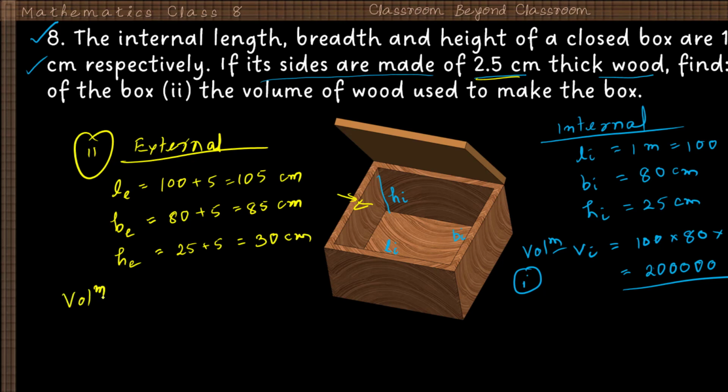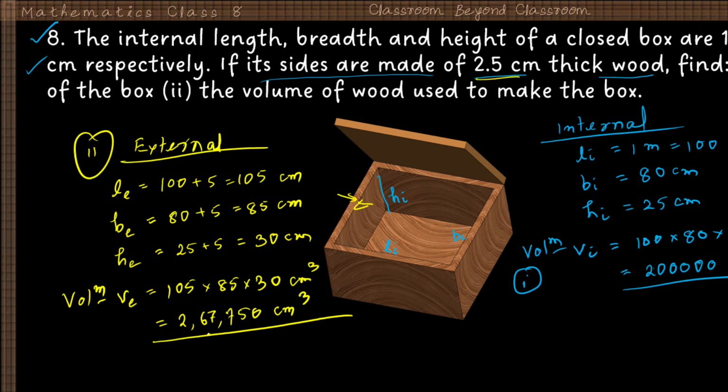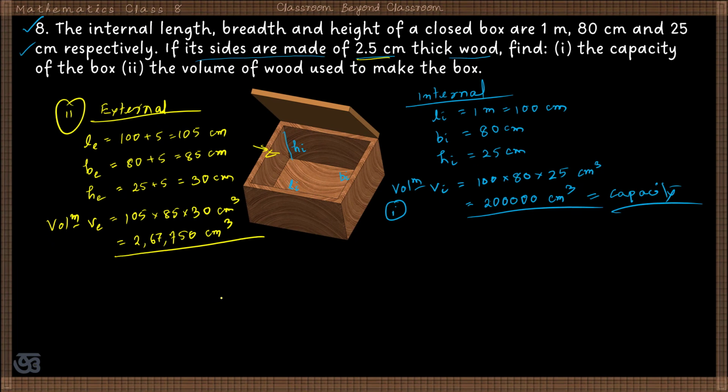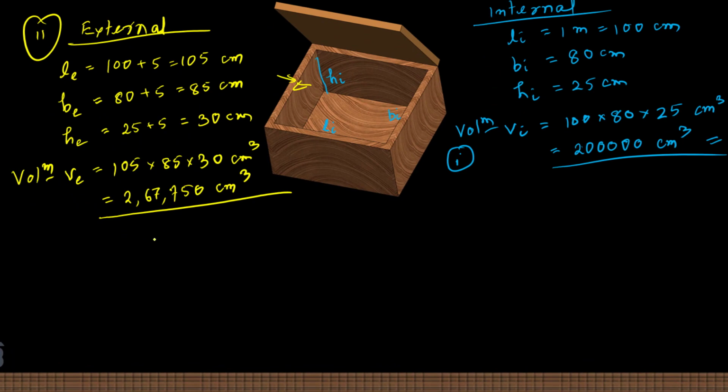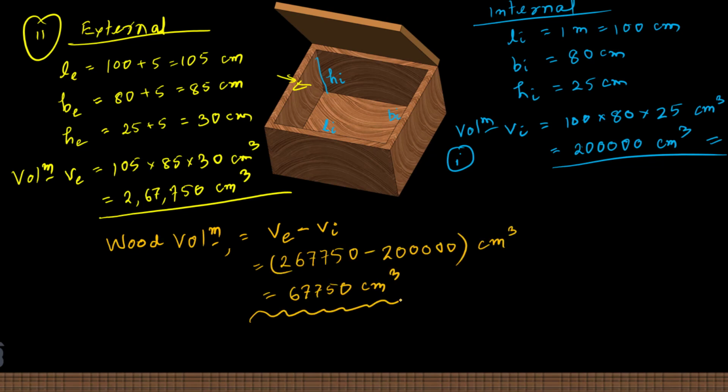So we'll consider the external volume V_E is equal to 105 multiplied by 85 multiplied by 30 centimeter cube. This is equal to 2,67,750 centimeter cube. Now what is the volume of the wood required? The volume of the wood required is equal to external volume minus internal volume. So wood volume is equal to V external, the external volume of the box, minus V internal, the internal volume of the box, and this is equal to 67,750 centimeter cube of wood is required to make this box.